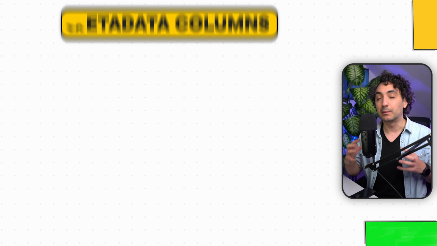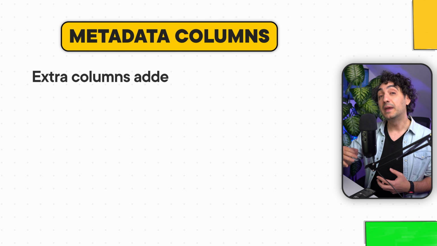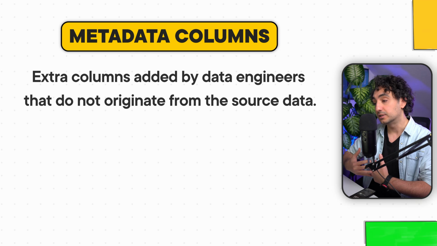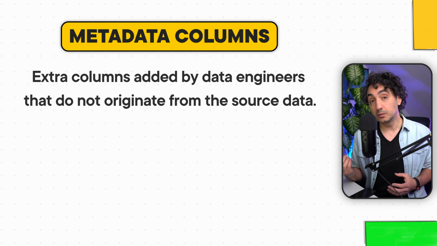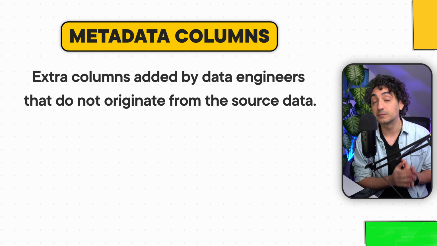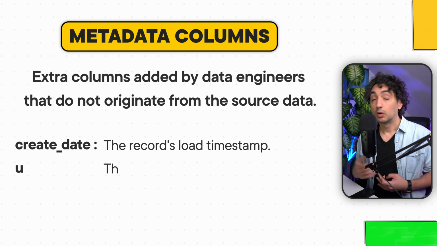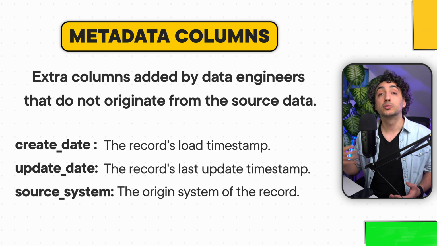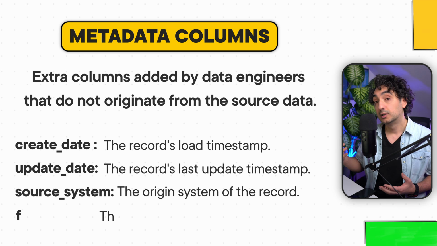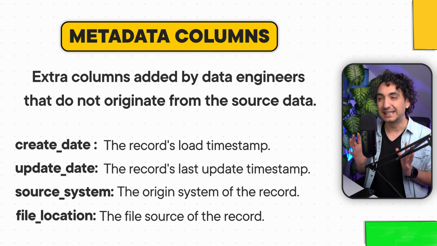Alright, now before we execute our new DDL script for the silver, we have to talk about something called metadata columns. They are additional columns or fields that the data engineers add to each table that don't come directly from the source systems, but the data engineers use them in order to provide extra information for each record. Like we can add a column called create date, which is when the record was loaded, or an update date, when the record got updated, or we can add the source system in order to understand the origin of the data that we have. Or sometimes we can add the file location in order to understand the lineage, from which file the data comes.